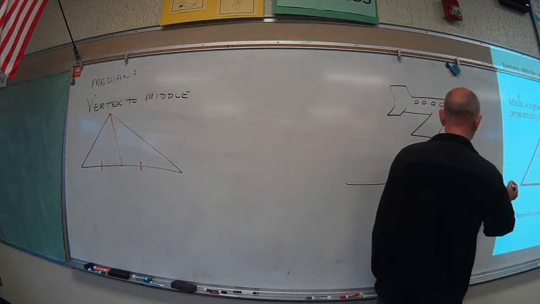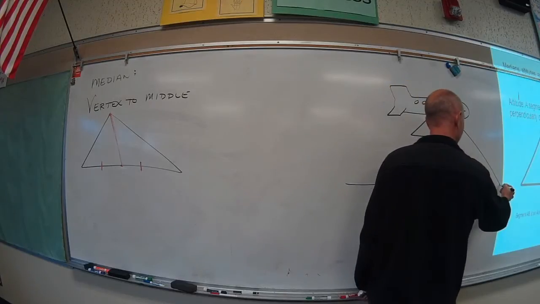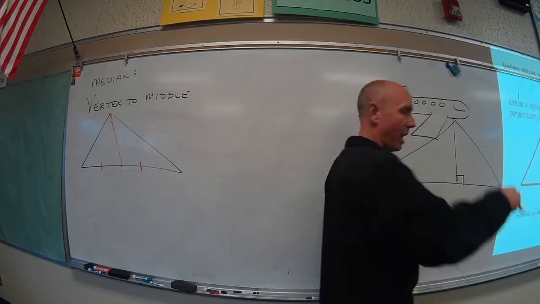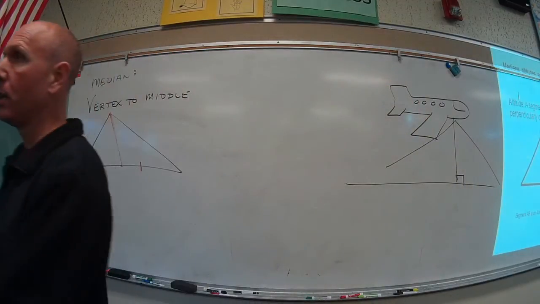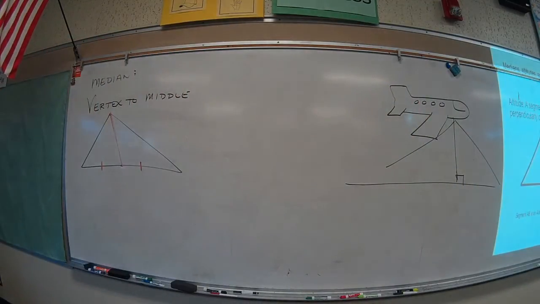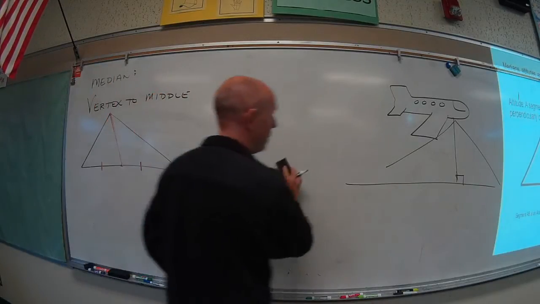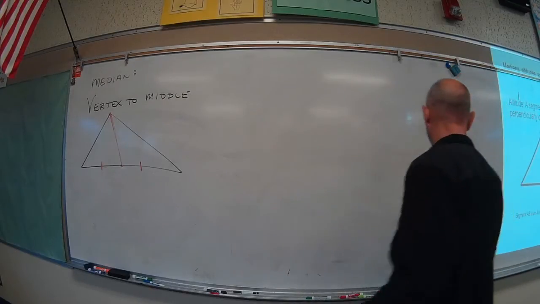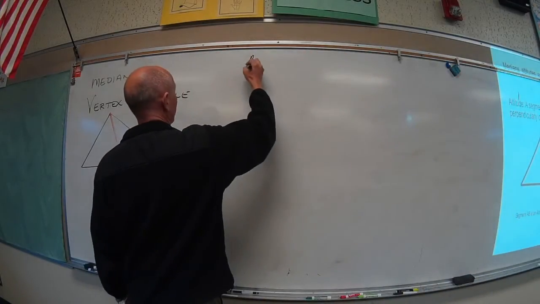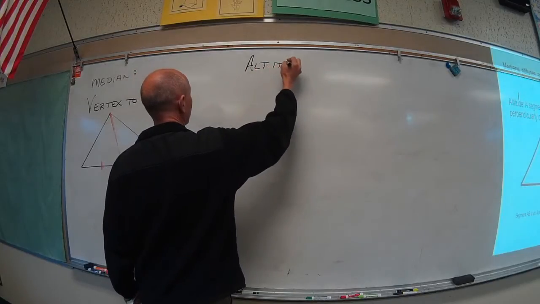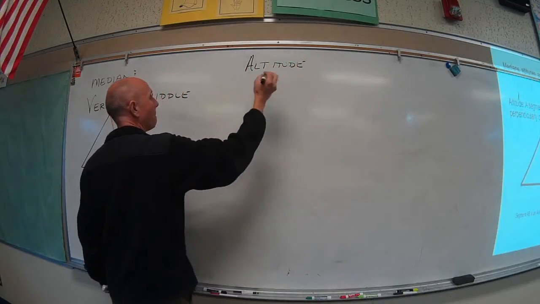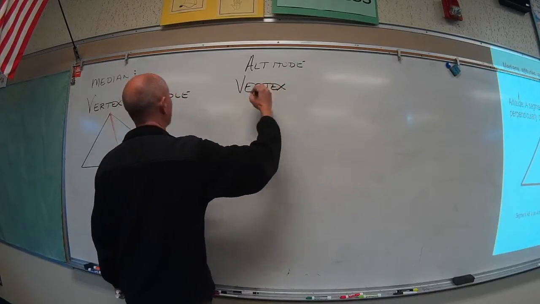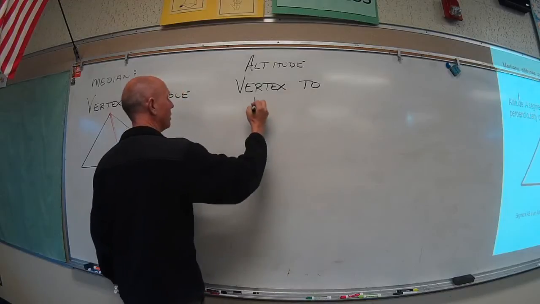If you got an airplane flying over the ground, do they measure the altitude like this? No. Like this? No. Like this? Yes. An altitude comes straight down to the ground and is perpendicular. So an altitude, in our case, it's vertex to perpendicular.